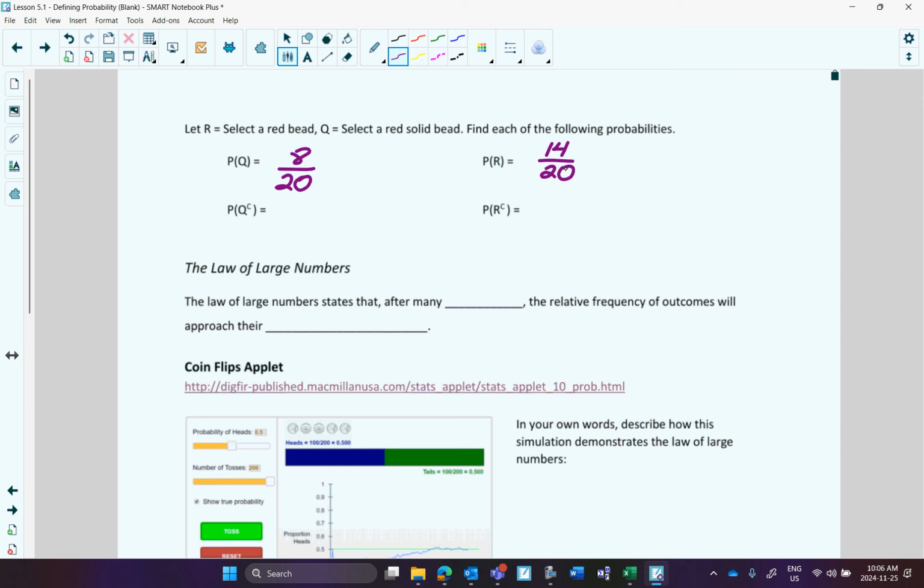What's the probability of not selecting a red bead? Well, you can use this: 1 minus this, which is what? What's the probability of not red? 6 out of 20, because it's 1 minus the probability of red. I'll put those in.